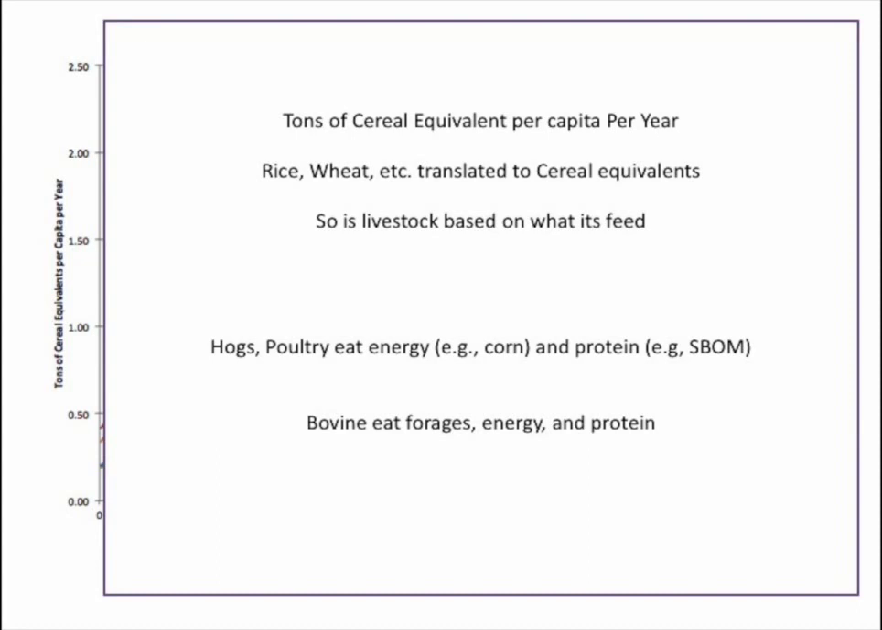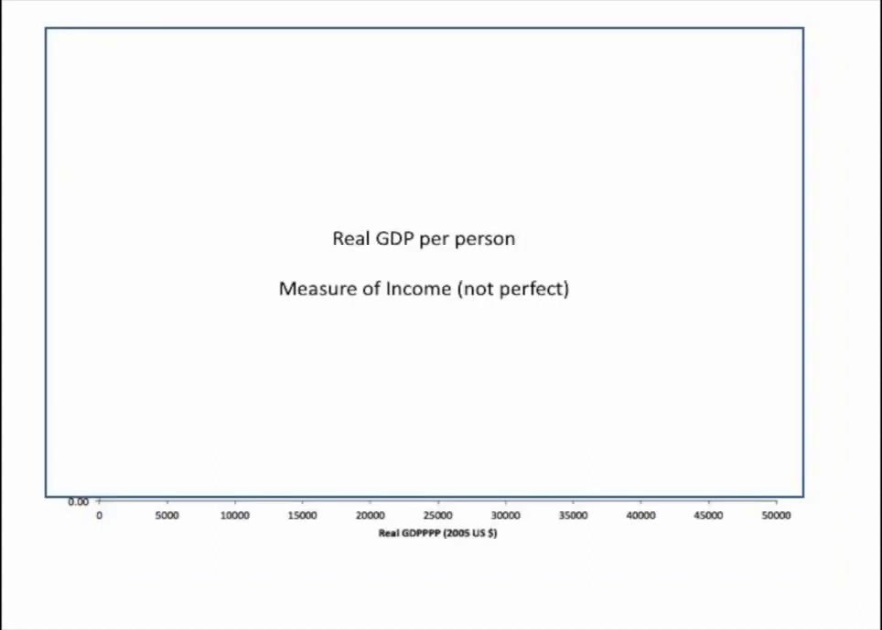So this graph, by translating livestock into cereal equivalents, attempts to handle the fact that when we eat livestock, we are eating more cereal equivalents. Now let's take a look at the horizontal axis. This is real GDP per person. It's a measure of income in the country. It isn't perfect, but it is a measure of income in the country. Again, what we see is developed countries, U.S. and Europe, having higher income levels, and less developed countries having lower GDP levels or income levels.